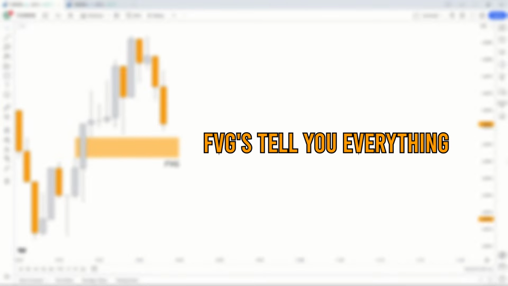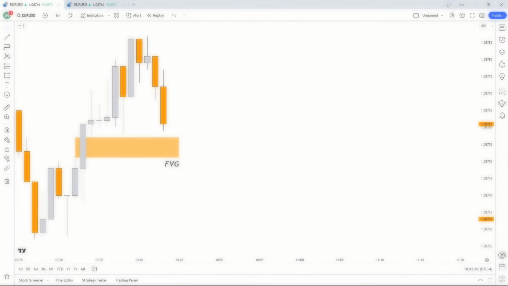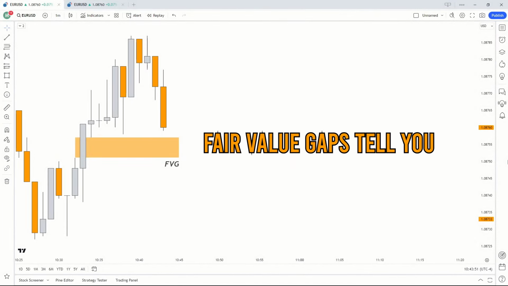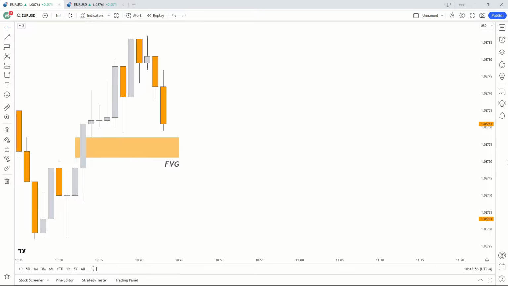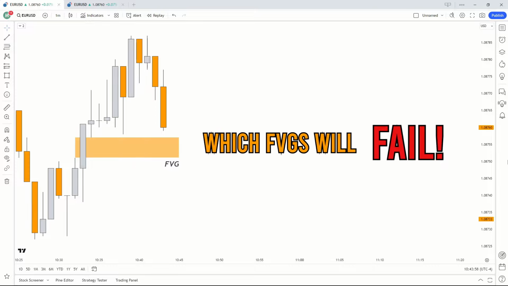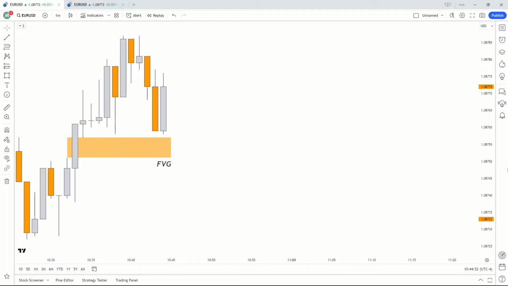Fair value gaps tell you everything you need to know in the market. This also means fair value gaps tell you which fair value gaps are valid, which fair value gaps will be traded back into, and which fair value gaps will fail. Fair value gaps are one of the most key aspects to becoming profitable in today's market.